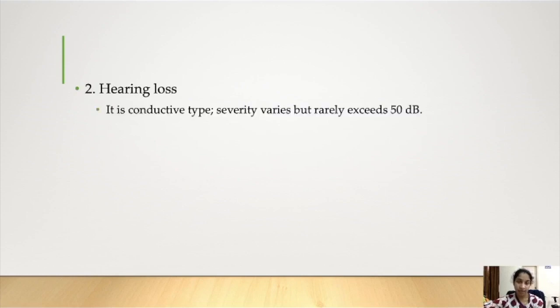So ear discharge can be mucopurulent, constant or intermittent, and it can be seen when there is upper respiratory tract infection or water enters. This is about ear discharge. Next comes hearing loss. It is a conductive type. Severity varies but rarely exceeds 50 decibels. So the severity of the hearing loss won't go more than 50 decibels.